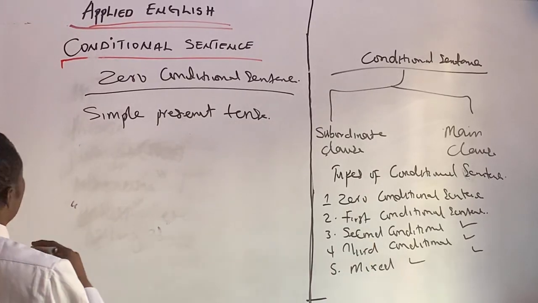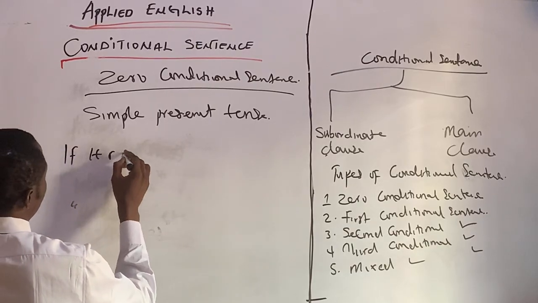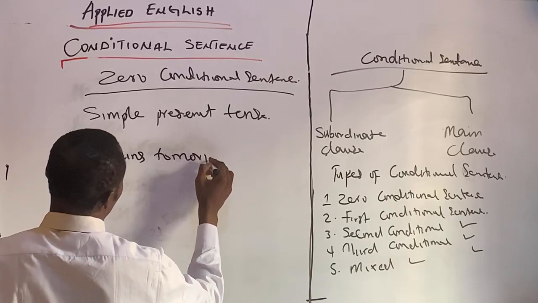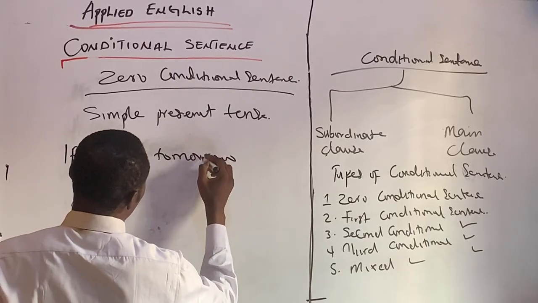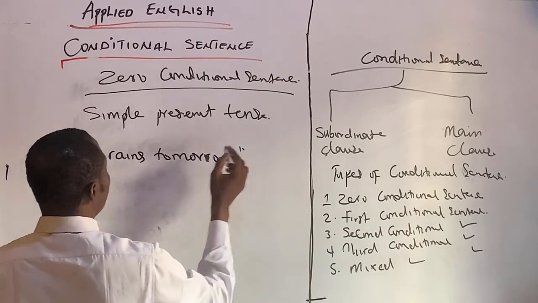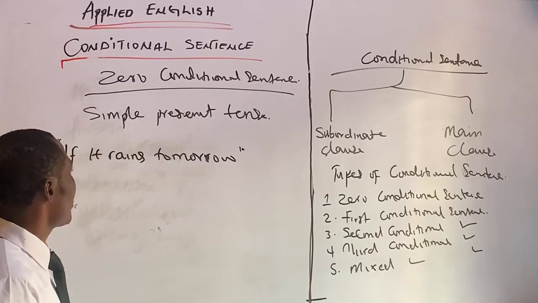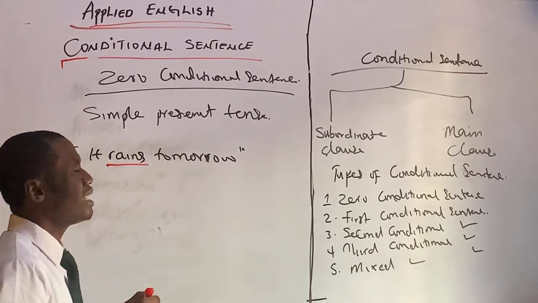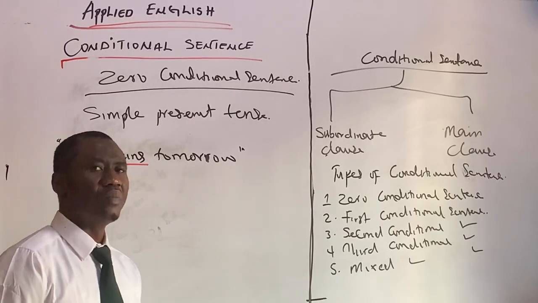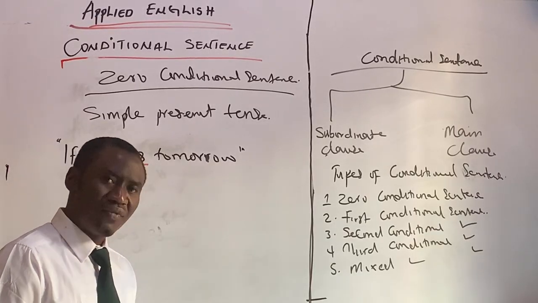Now, let's look at this example. If it rains tomorrow. This is the first clause, and this is called the if clause. Understand that rains is in its simple present tense. Now, if it rains tomorrow, it is possible that the rain might fall tomorrow.